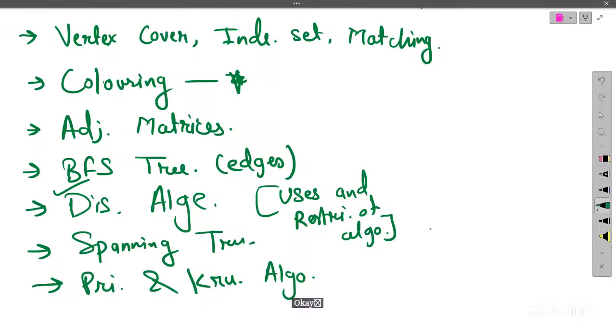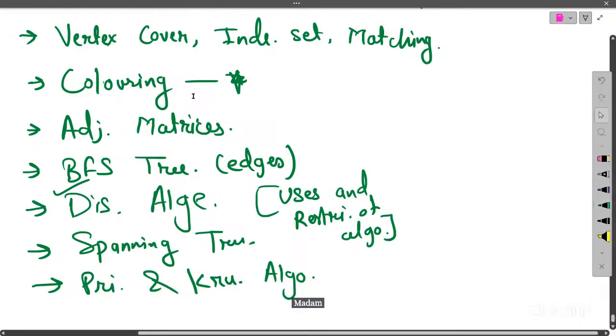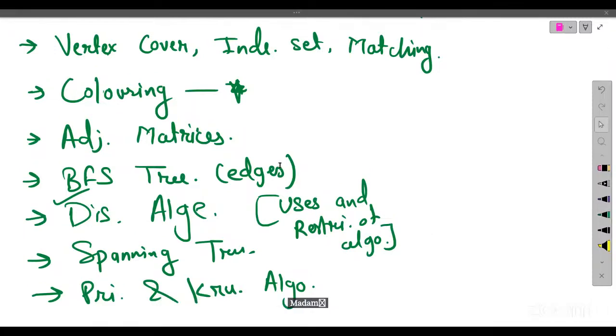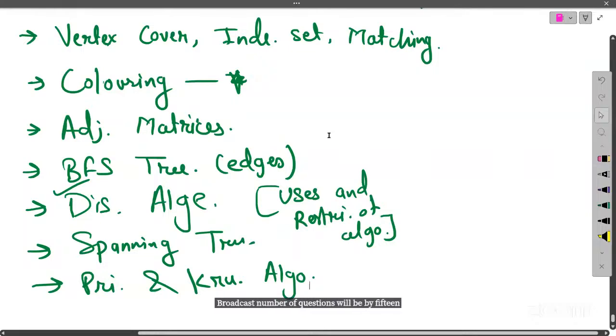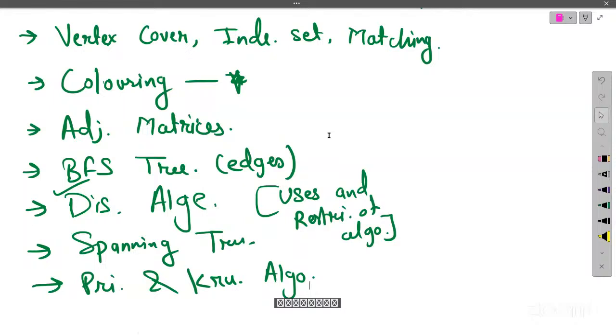Ma'am, in the end-term exam, is the duration 60 minutes or 90 minutes? 90 minutes, I guess, because it is 3 hours for the last 2 subjects. And ma'am, the approximate number of questions? Approximately 15 to 17 at max, including subparts too. Last time it was 10.